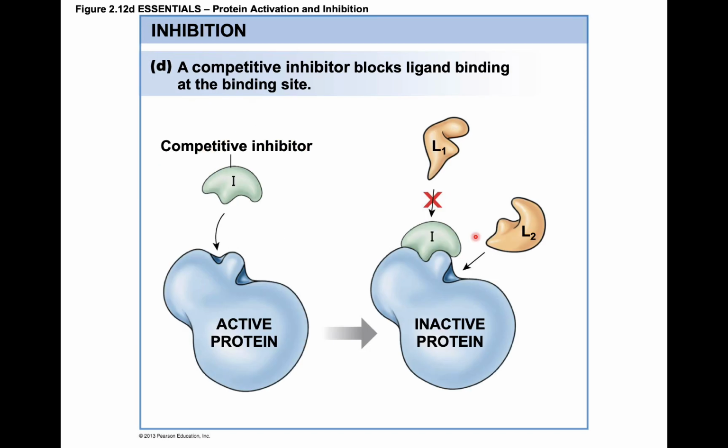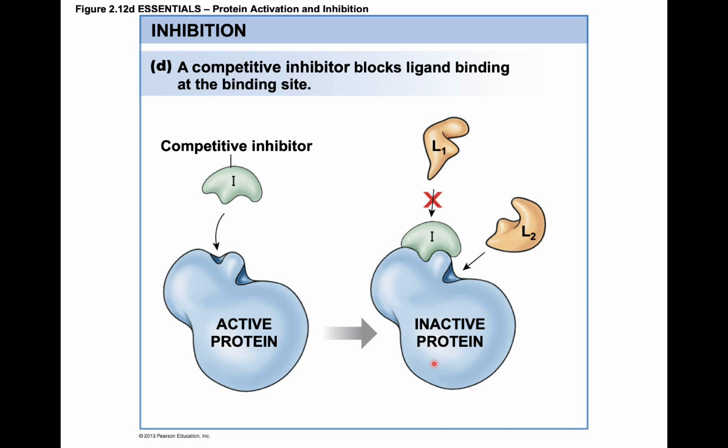Now, two ways to inhibit active proteins is going to be competitive and allosteric inhibition. Competitive inhibitors are substrates that bind to the binding site and block the binding of the actual reactant or ligand. Hence, it's called competitive because it competes with the ligand for that binding site. When the competitive inhibitor binds into the binding site, we've changed the structure and therefore the function of the protein, deeming it inactive.